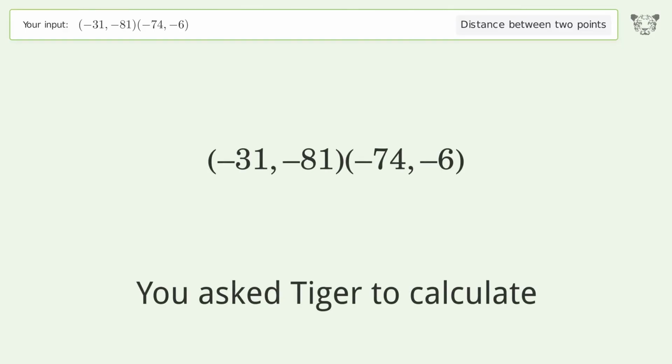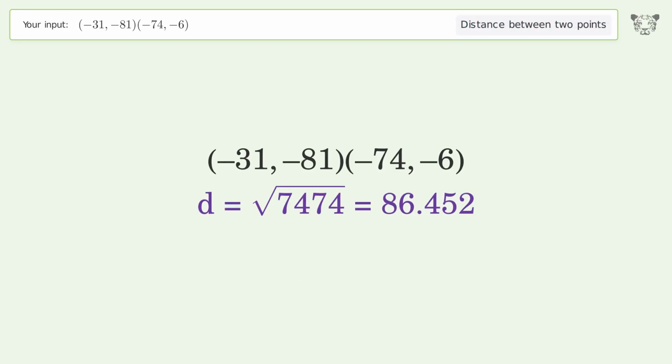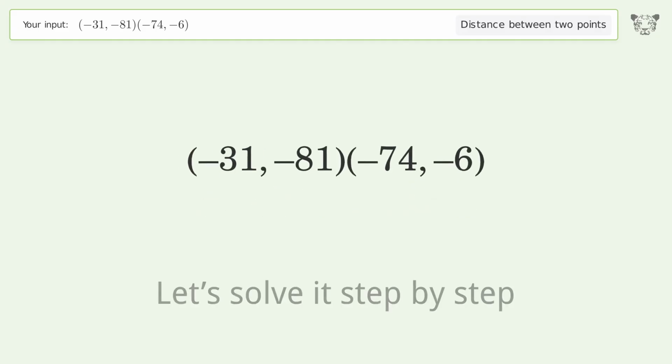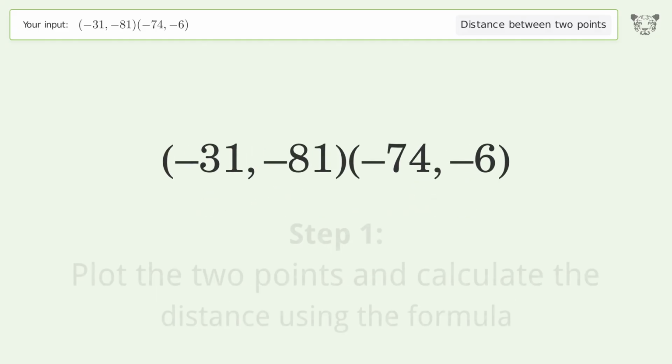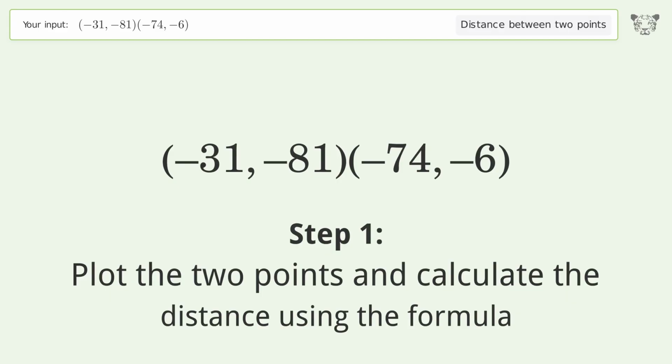You ask Tiger to calculate. This deals with the distance between 2 points. The distance between the 2 points is the square root of 7,474, or 86.452. Let's solve it step by step. Plot the 2 points and calculate the distance using the formula.